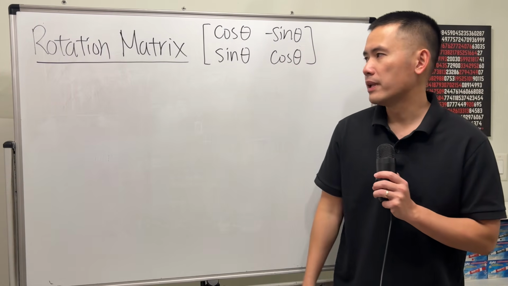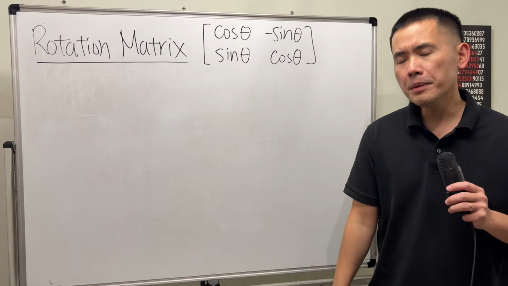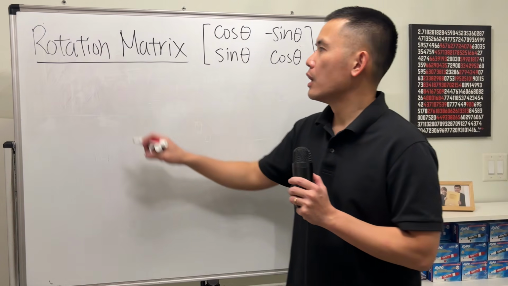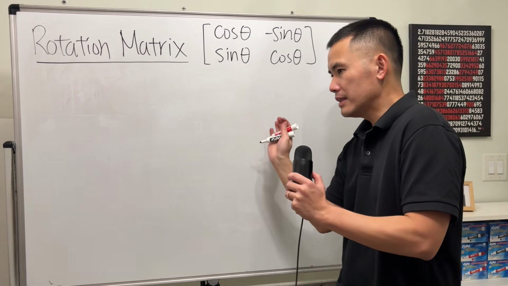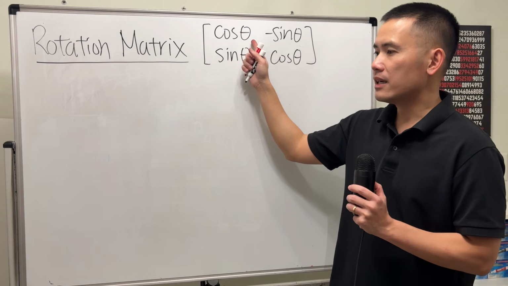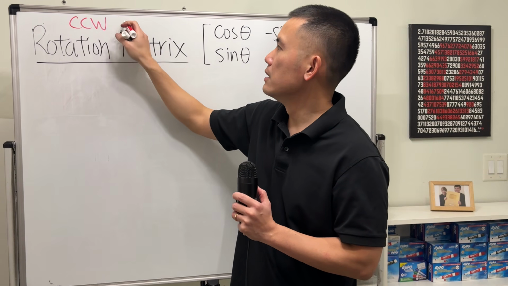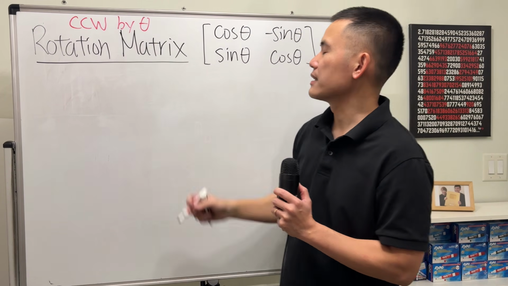Today, I want to explain why this is the rotation matrix. So what we mean by rotation is the following. We are going to rotate a point counterclockwise by angle theta. So I will just say counterclockwise by the angle theta like this.